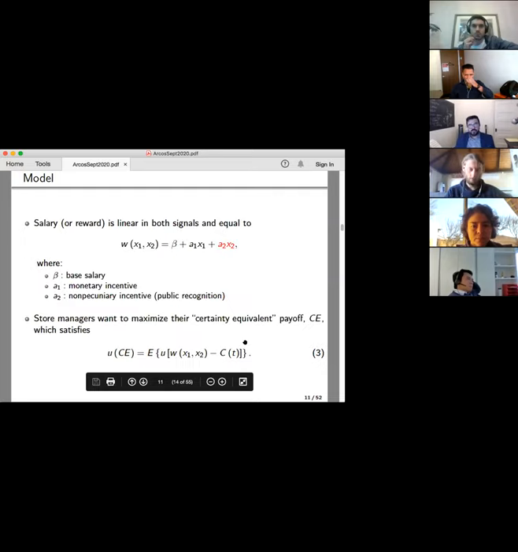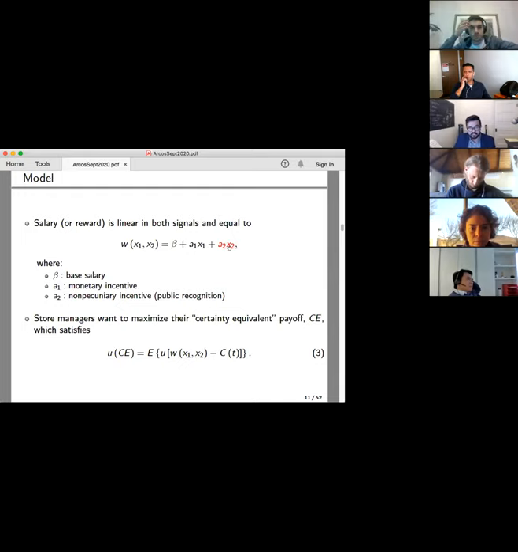We are going to assume that the salary for the store manager is linear and has a monetary and a non-pecuniary component. The new non-pecuniary component is in red, right? The principal offers a base wage and a linear piece rate contract, but store managers also benefit from the public recognition that depends on the performance of the store at the drive-thru. These two, A2, X2, right?